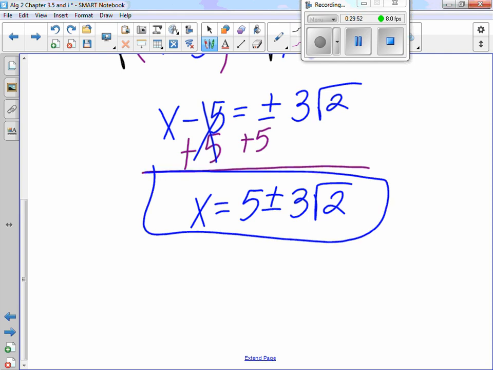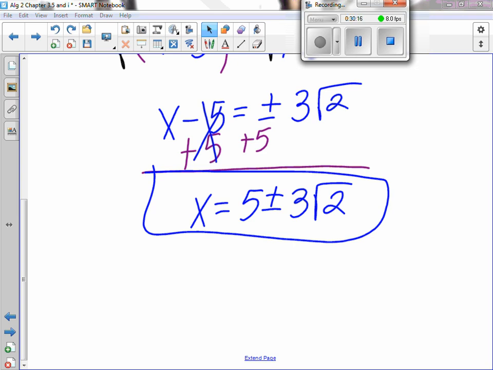Anytime we end up with a square root on one side or the other, like this here, we leave it as this because there's no way to really add or subtract these together. As we can tell with this here, 3 square root of 2 is not going to be a nice number. So graphing wouldn't work. That's not a whole number. That doesn't work for graphing.